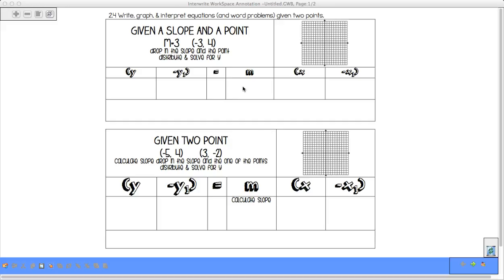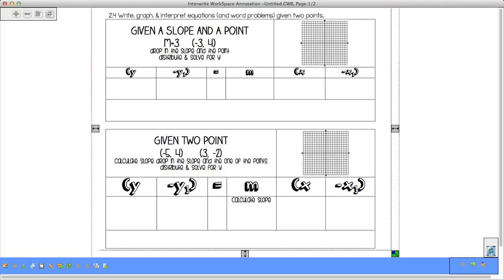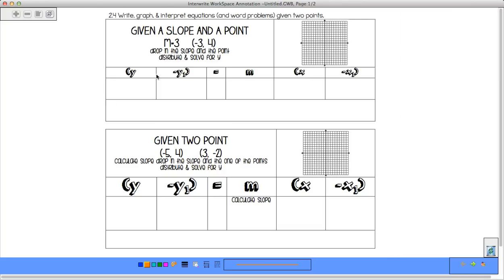So this first example, we're given a slope and a point. Our slope is 3 and our point is -3, 4. We're going to drop those into our equation. Our equation here is y minus y1 equals m times x minus x1, where x1, y1 is just some point we know, like this point here. Remember, every ordered pair is x comma y, and m is our slope.